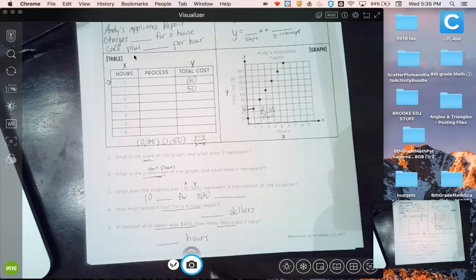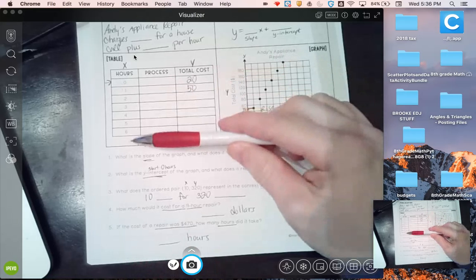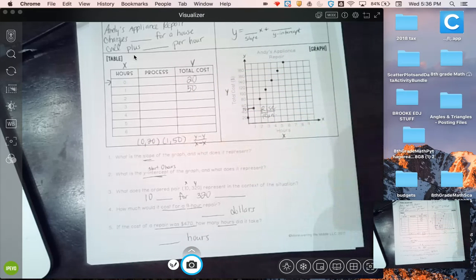Number 3, go back to the very first example we did, about the baby giraffe. It says, what does (10, 320) mean? 10 hours, and what does (10, 320) mean? 10 blank for 320 blank. You just need to fill that in. Number 4, I need you to figure out now, if I continue this down to 9 hours, how much would it cost me to do that? So you can figure that out.